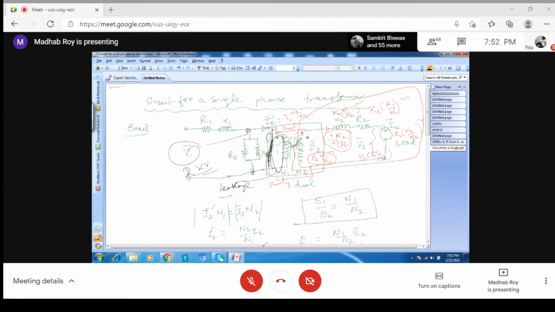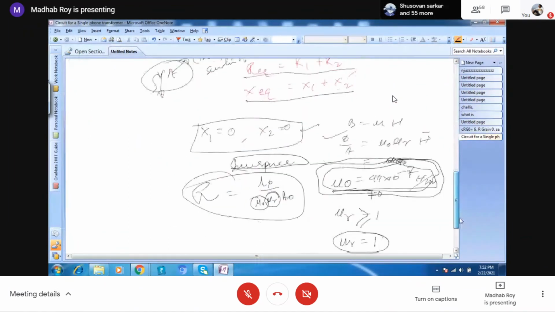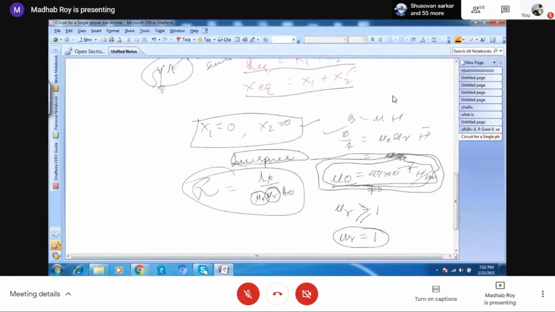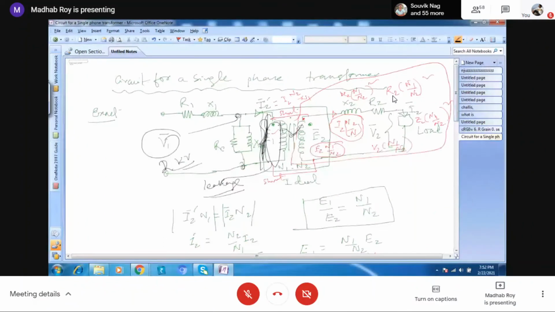So I want to say that you have to minimize the leakage flux. Second, you cannot avoid the leakage flux, it must be there. That's why it's not feasible here. This is not possible. This should not be 0. Always it should not be 0. So that's not feasible. But what is feasible is that you can minimize the leakage flux.